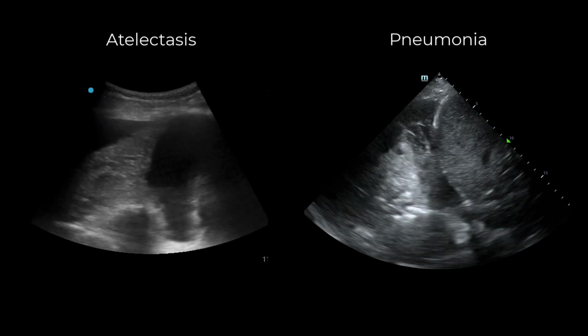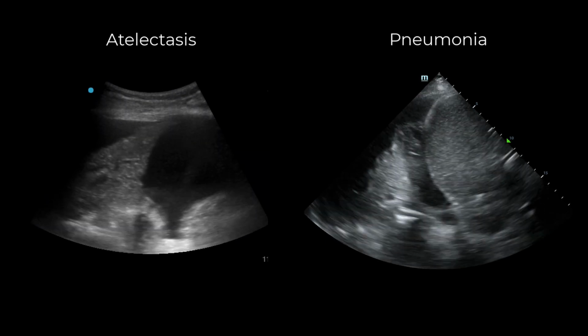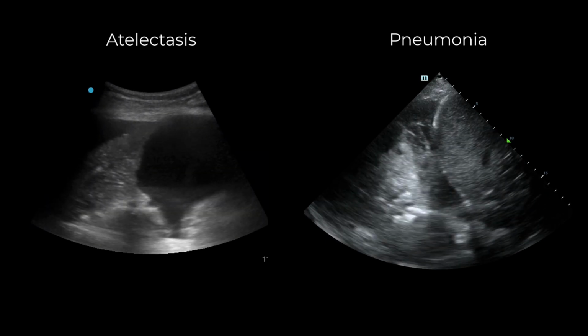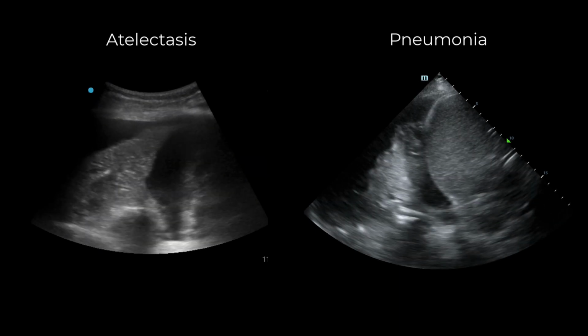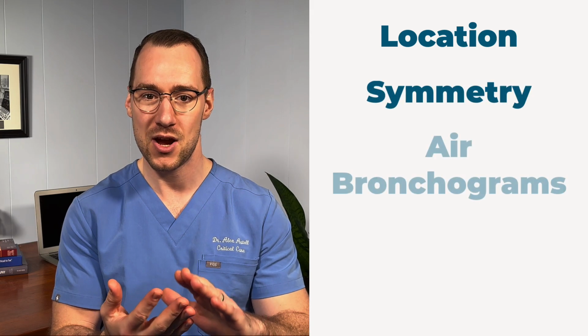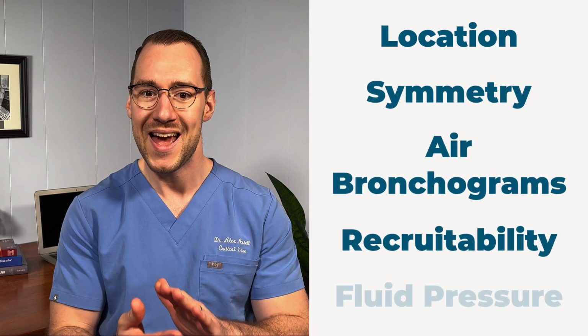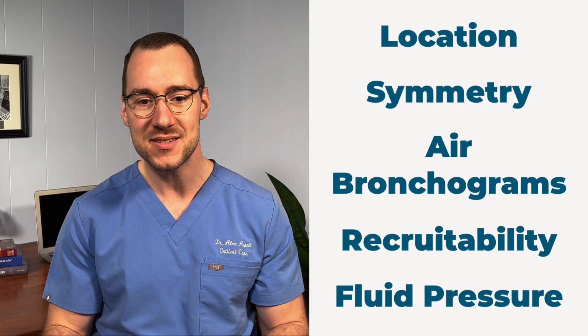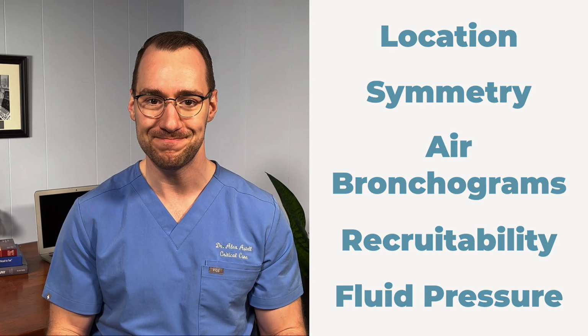A lung that holds its shape against the fluid around it is a picture much more in keeping with pneumonia and a parapneumonic effusion. So to summarize, location, symmetry, air bronchograms, recruitability, and fluid pressure are the main considerations when assessing a consolidation. There's a few different factors to consider, but they're usually very helpful in differentiating infection from atelectasis.